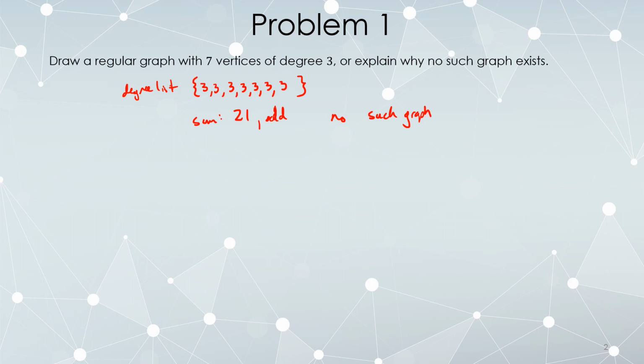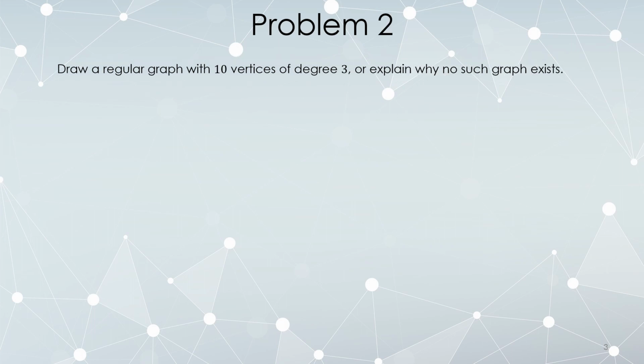All right, we should be so lucky that all our problems are impossible. Draw a regular graph with 10 vertices of degree 3, or explain why no such graph exists. Well, now, since I have 10 vertices of degree 3, the sum of the degree list would be 10 times 3, or 30, which is even. So possibly such a graph does exist.